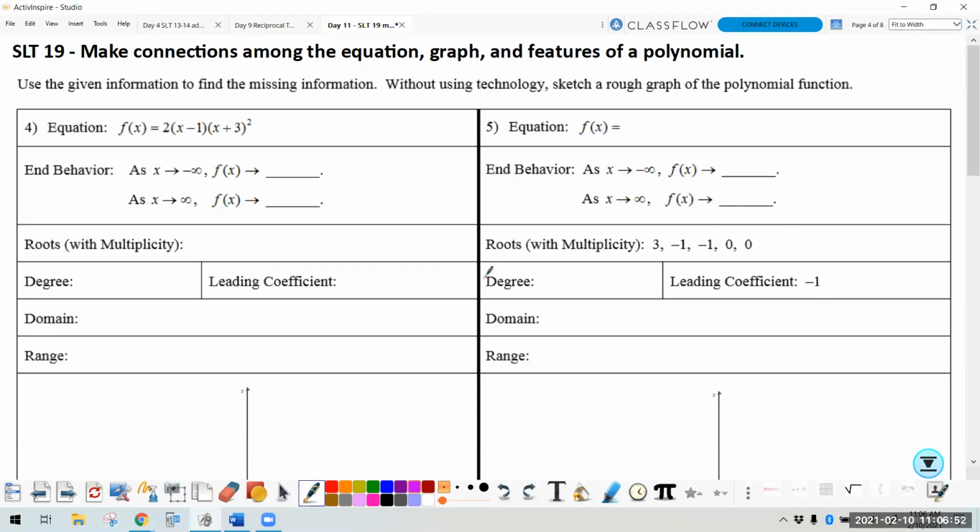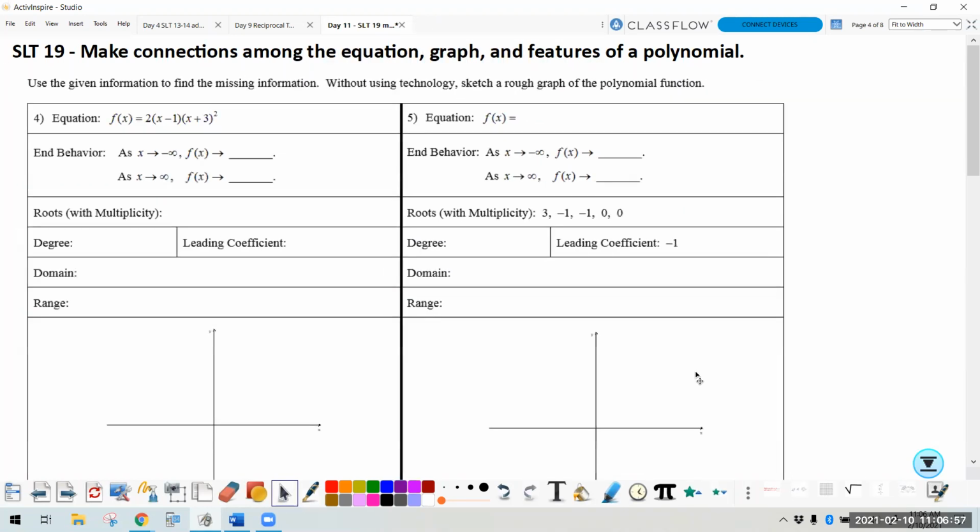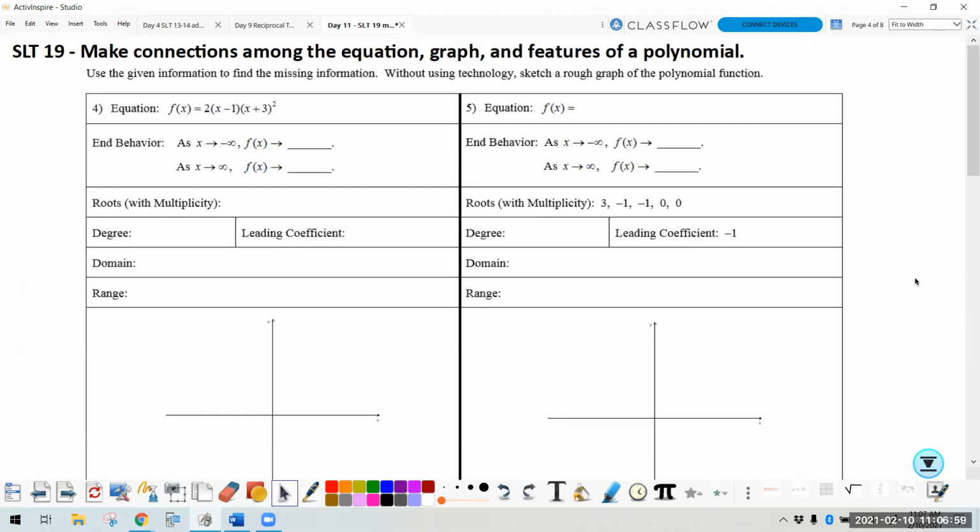Okay, so now on the next page, let me make that fit. We're given some information depending on the problem. So take a look at number 4. Fill in anything you can figure out here. Pause the video, fill in any of the blanks that you can figure out.